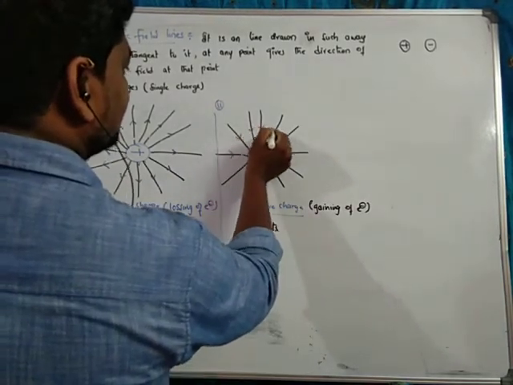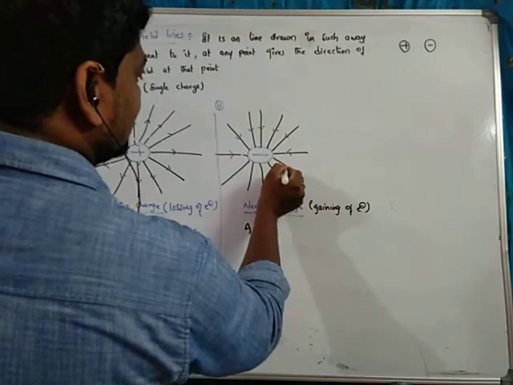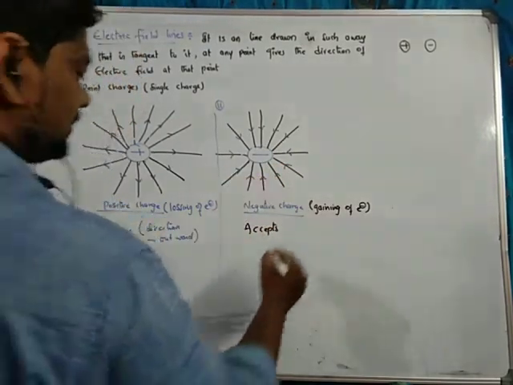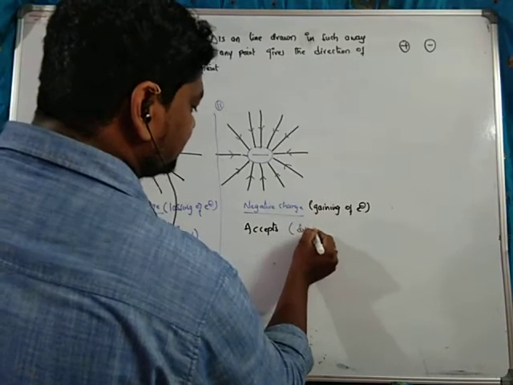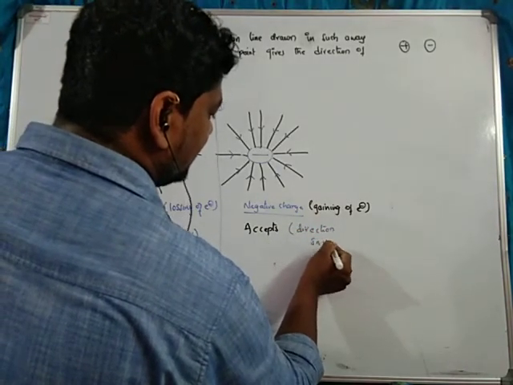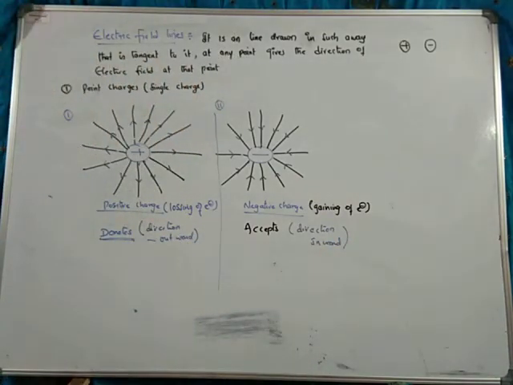The field lines will be inside. That is your direction, inward. So whenever we consider a positive charge, we call it losing of electrons, and a negative charge is called gaining of electrons. Losing means it is donating some electrons. Gaining means it is accepting some electrons.